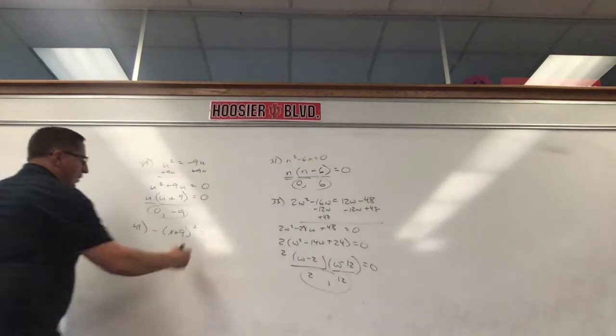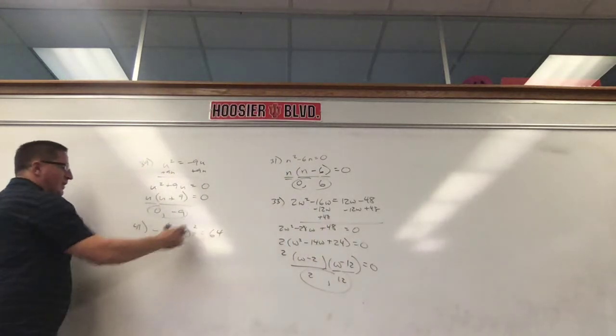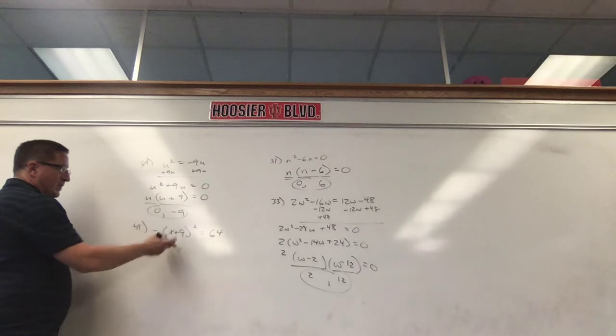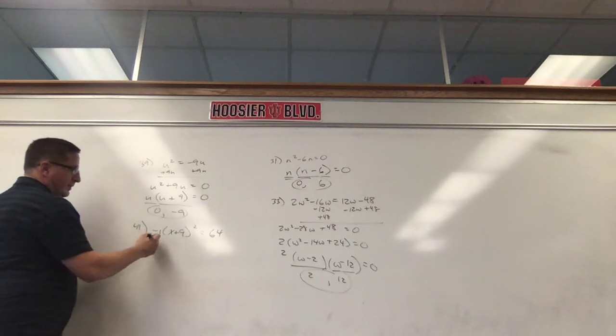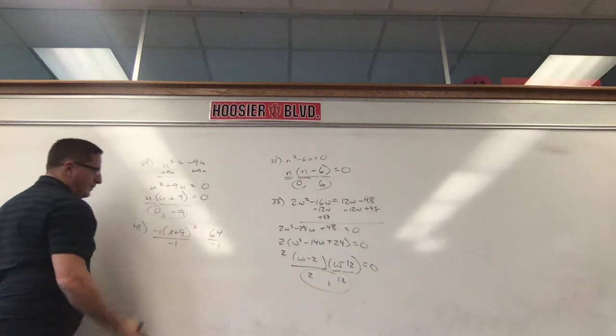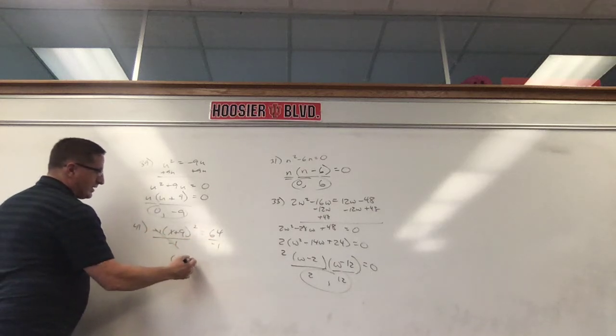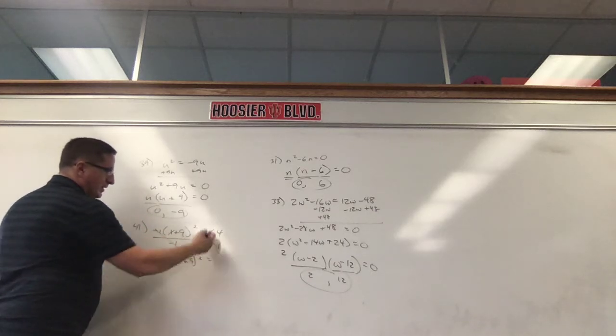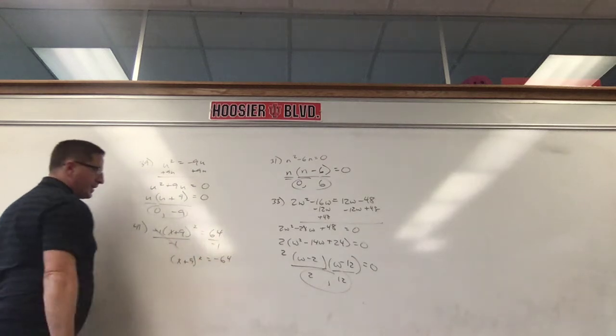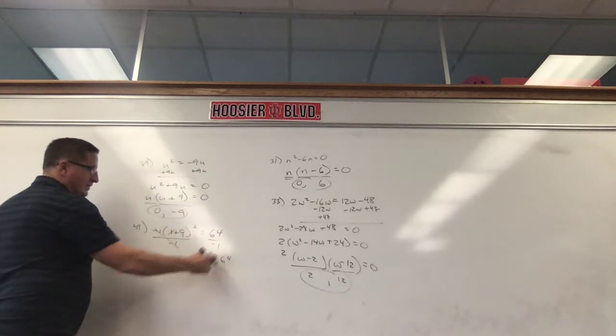Okay. So we said earlier that whatever you're squaring has to be by itself. Well, what's squared is x plus 9. We got to get rid of this negative, which is a negative 1. I'm going to divide by negative 1, divide by negative 1. These cancel. We have x plus 9 squared equals negative 64. Okay? 64 divided by negative 1 is negative 64.